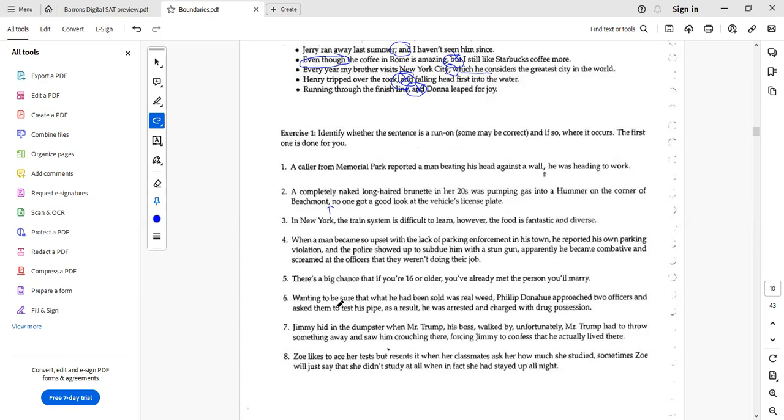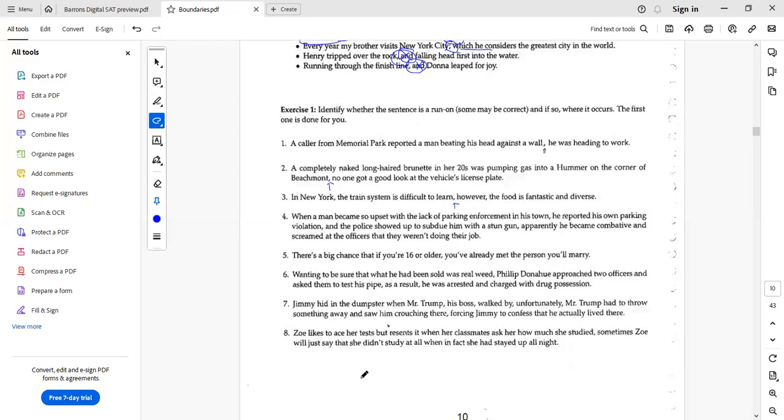Dalal. Number 3. Yes. Is it correct? I think there is no mistake. How? However, before however, we have two sentences. In New York, the train system is difficult to learn, independent. However, the food is fantastic and diverse, independent. Between them, a comma is wrong. Okay? Yes.